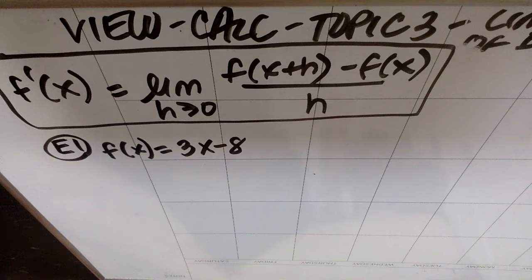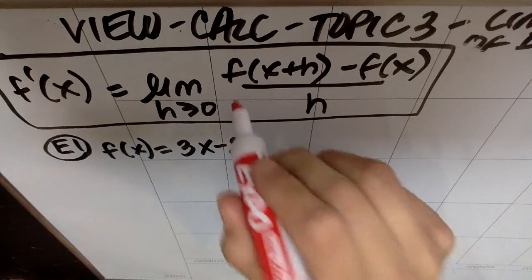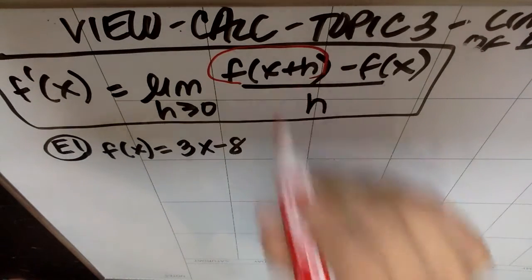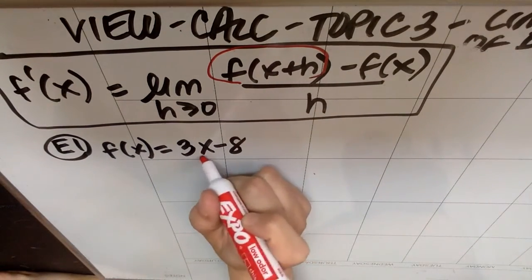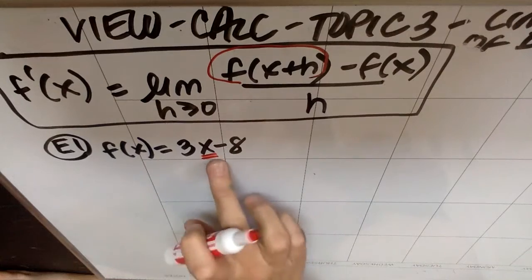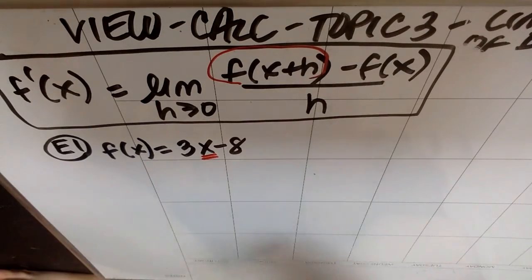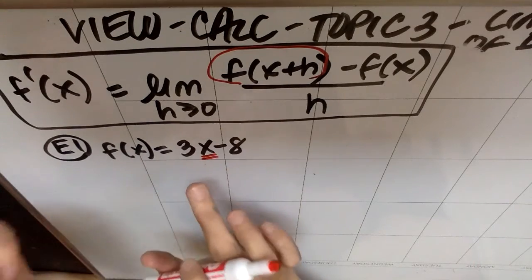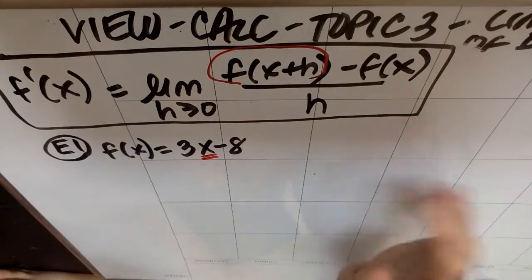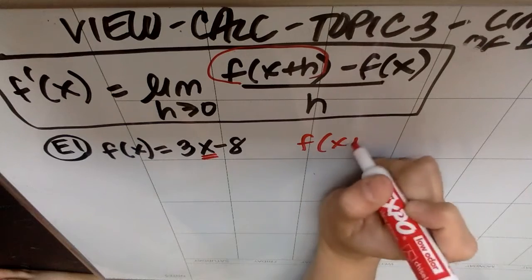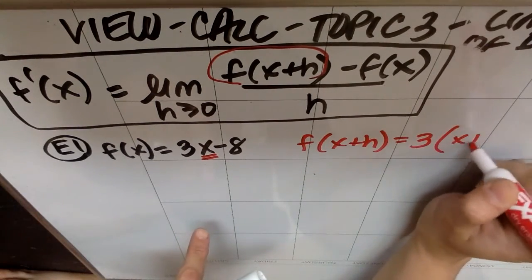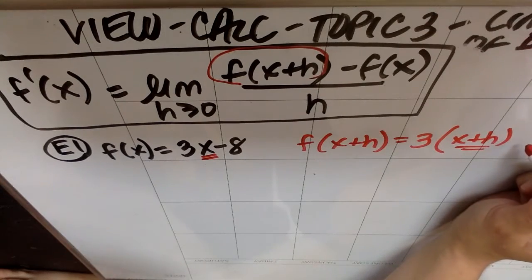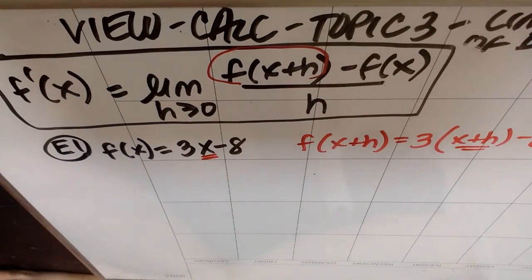Okay, so the place that people are most likely to mess this up is when putting in f of x plus h. When you plug x plus h into a function, anywhere you see an x, you plug in x plus h. So, for instance, if I had said f of 10, without thinking, we'd plug in 3 times 10 minus 8 and be fine. But if I say f of x plus h, a lot of people have trouble realizing that it's just a 3, and then in parentheses, where there was an x is now an x plus h, minus that 8.